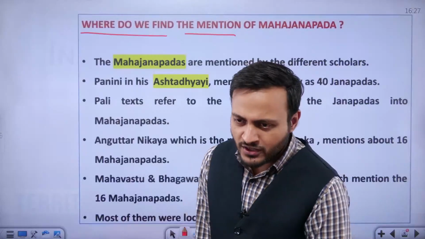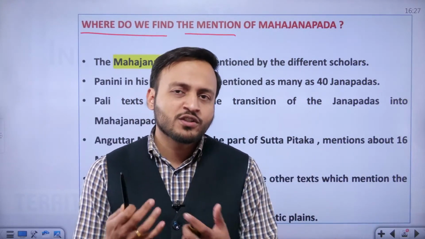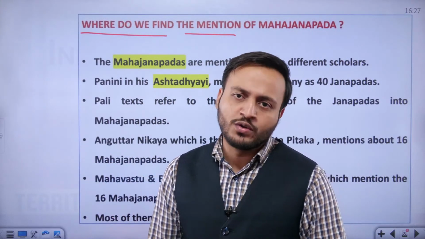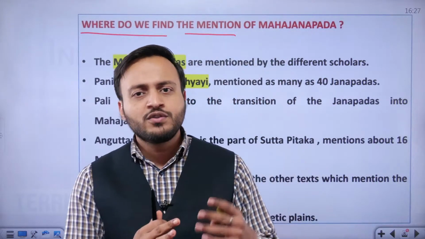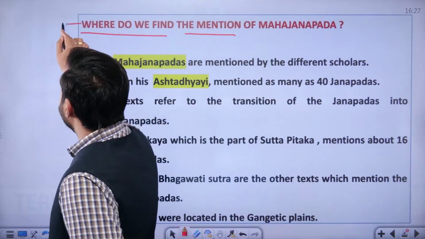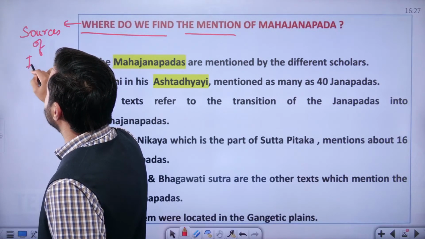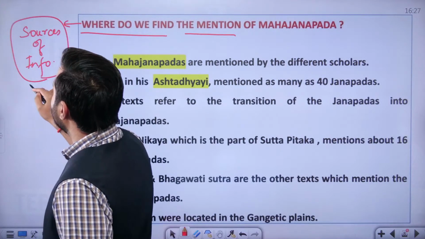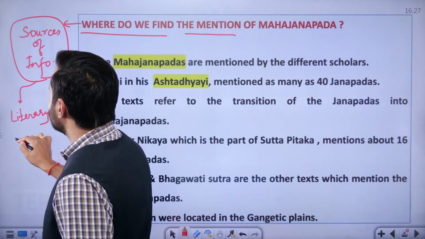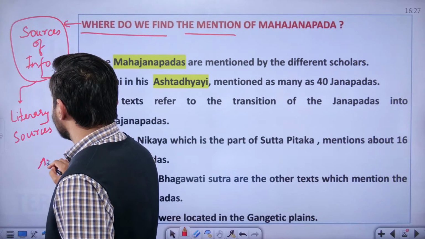Now moving further to the next point, where do we get the information about Mahajanpadas? From which source of knowledge? Where do I have the source? So there are, of course, two types of sources. Basically, if I talk about the sources of information about Mahajanpadas, there are two types of sources. The one will be the literary sources, and the other one will be the archaeological sources.